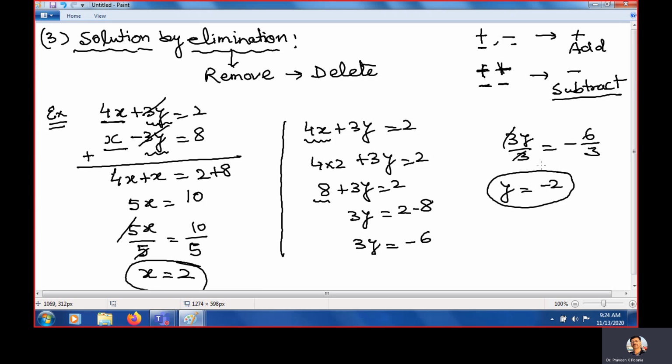Okay. So if you tell me, I can solve some questions from the exercise also using the elimination method. Okay.